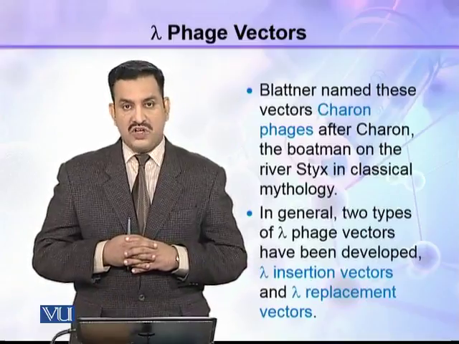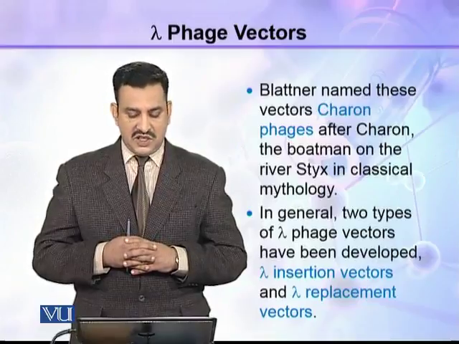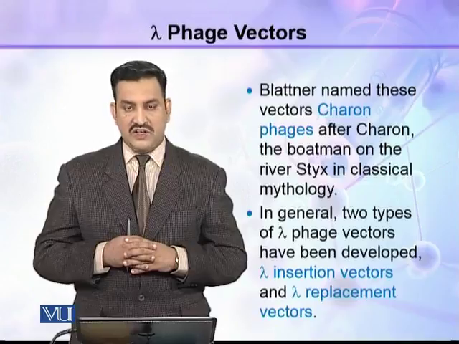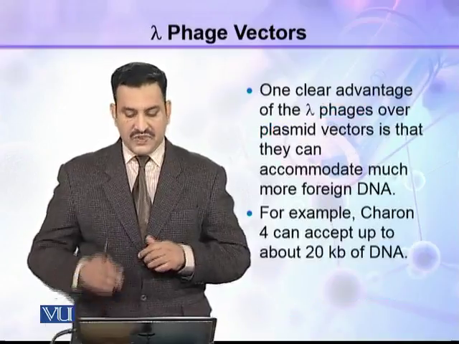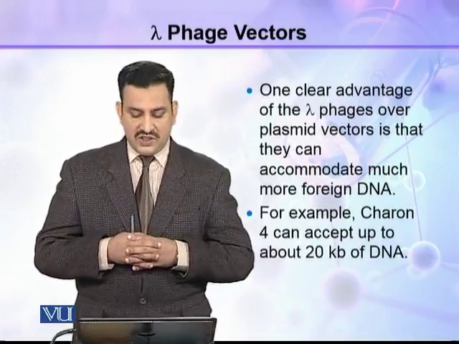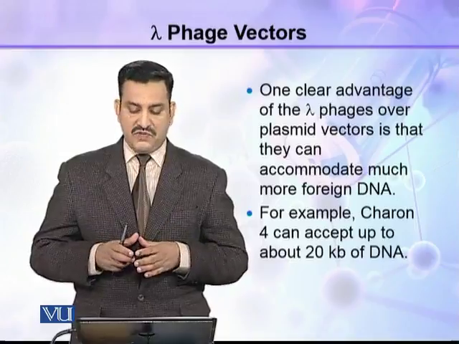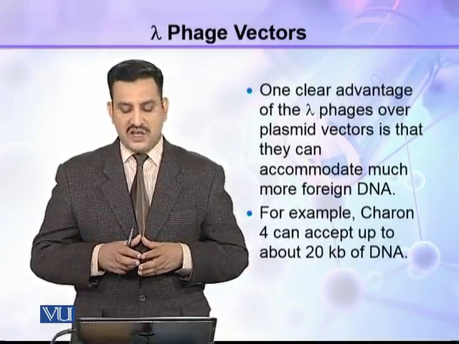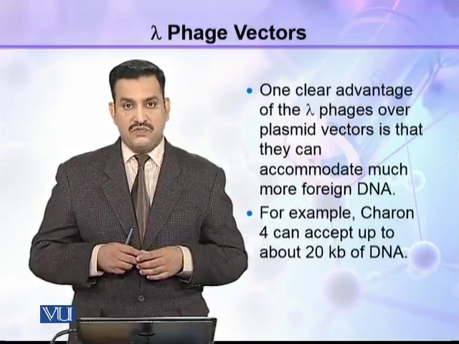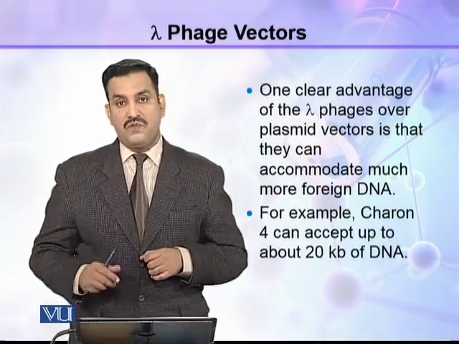In general, two types of lambda phage vectors have been developed: lambda insertion vectors and lambda replacement vectors. One clear advantage of the lambda phages over plasmid vectors is that they can accommodate much more foreign DNA. For example, Charon 4 can accept up to about 20 kb of foreign DNA.